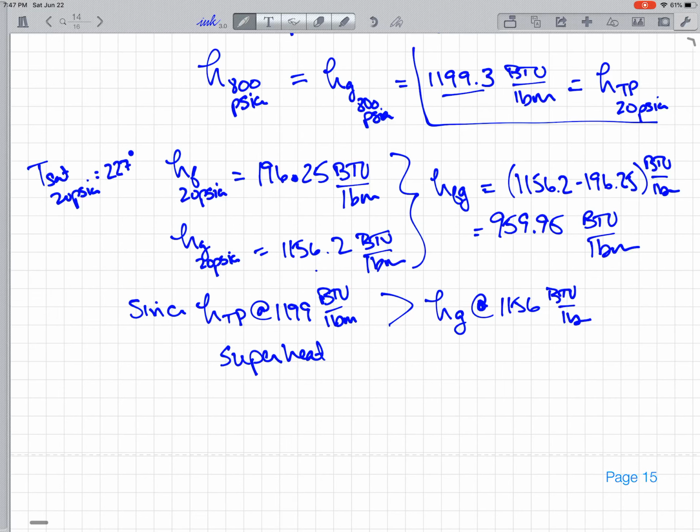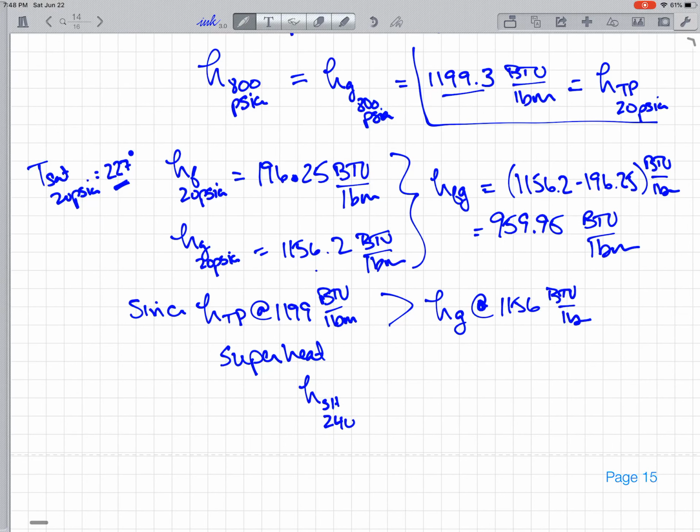How much superheat? Well, on 1199 pounds, I'm in the page 15. I'm on 20 pounds absolute pressure, and I'm looking at enthalpies. So I know saturation temperature is 227. So I go up to 240. That's superheated, right?